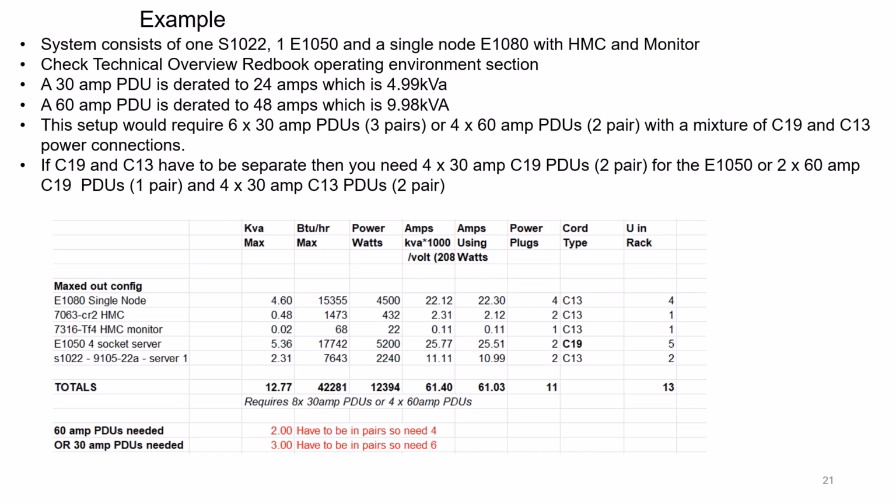And then you would need another 4 30 amp C13 PDUs for the remaining E1080, HMC, monitor and the 1022. Alternatively, for the C19s, you could have 2 60 amp PDUs for that. So again, these are all things that you have to look at in terms of how you plan this out.